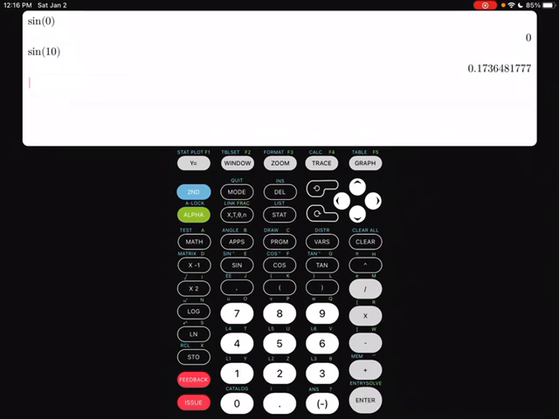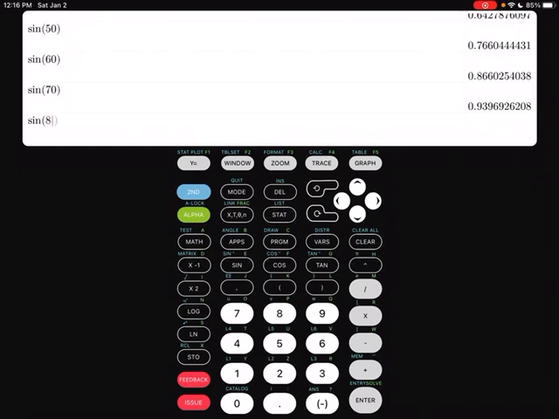Sine of 10 is an irrational number that goes on and on, so we're just going to write the first four digits, 0.1736. Then the sine of 20, the sine of 30, which is 0.5 or 1/2, the sine of 40, 0.6427, the sine of 50, 0.7660, the sine of 60, 0.8660, the sine of 70, 0.9396, the sine of 80, 0.9848, and the sine of 90. That's where we're going to stop, and the sine of 90 is 1.